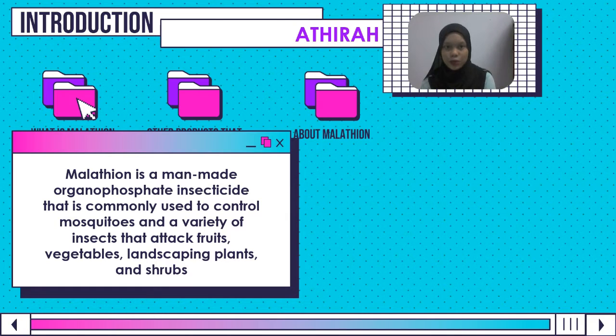Malathion is a man-made organophosphate insecticide that is commonly used to control mosquitoes and a variety of insects that attack fruits, vegetables, landscaping plants, and shrubs.